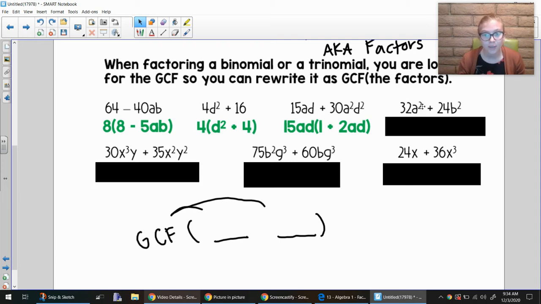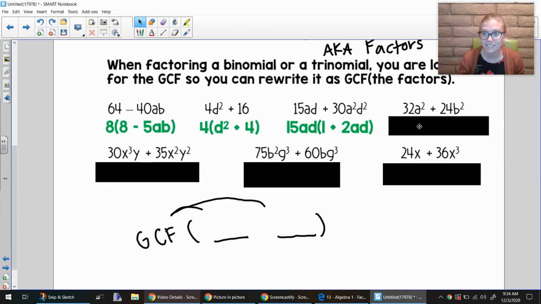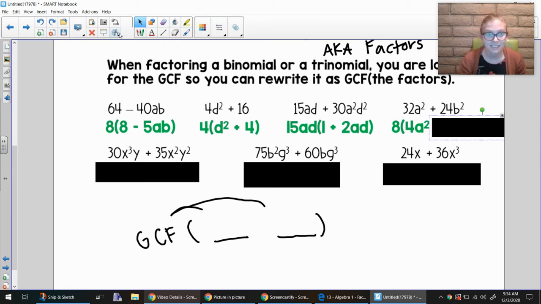Next, we have 32a squared plus 24b squared. We're going to find the greatest common factor. Here, there are no variables in common, so we know that the greatest common factor is just going to be a number. So the greatest common factor between 24 and 32 is 8. 8 times 4a squared gives me 32a squared. And 8 times 3b squared gives me 24b squared.